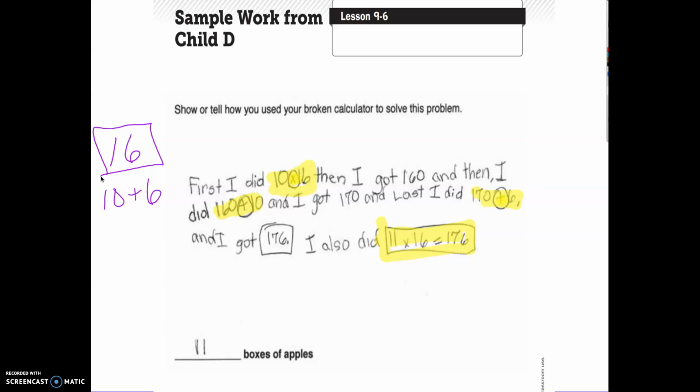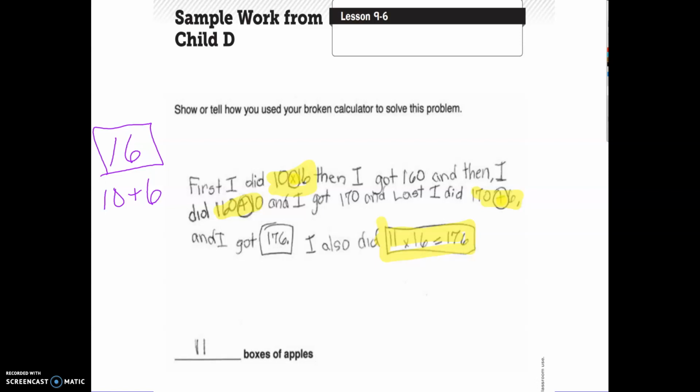Could this child have made their answer a little bit clearer? Well, maybe, because they could have said that when adding 10 and then 6 to 160 to make 176, they were adding 1 more box of apples to get a total of 11 boxes. So you really want to make sure that you use your words and explanations when you're writing out how you solved a problem. Okay, great.